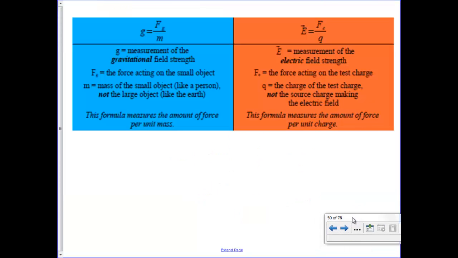I found this slide somewhere. It kind of shows the similarities between gravitational field strength and electric field strength. Gravitational field strength is little g, and if you wanted to find that, you could take Fg and divide by mass, because really Fg is mg. You divide, you cancel them out. So this is kind of the same concept here. Here you divide by mass, well, here you divide by charge. So this is electric field strength.